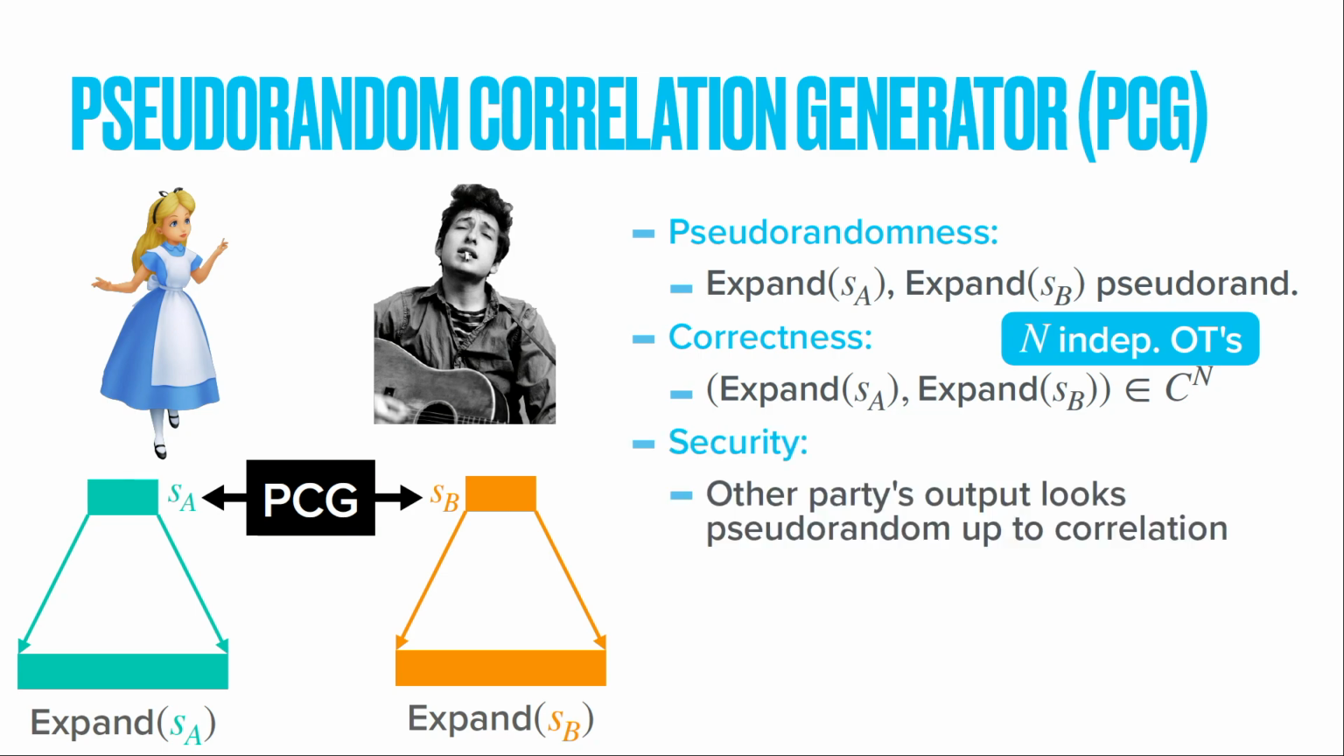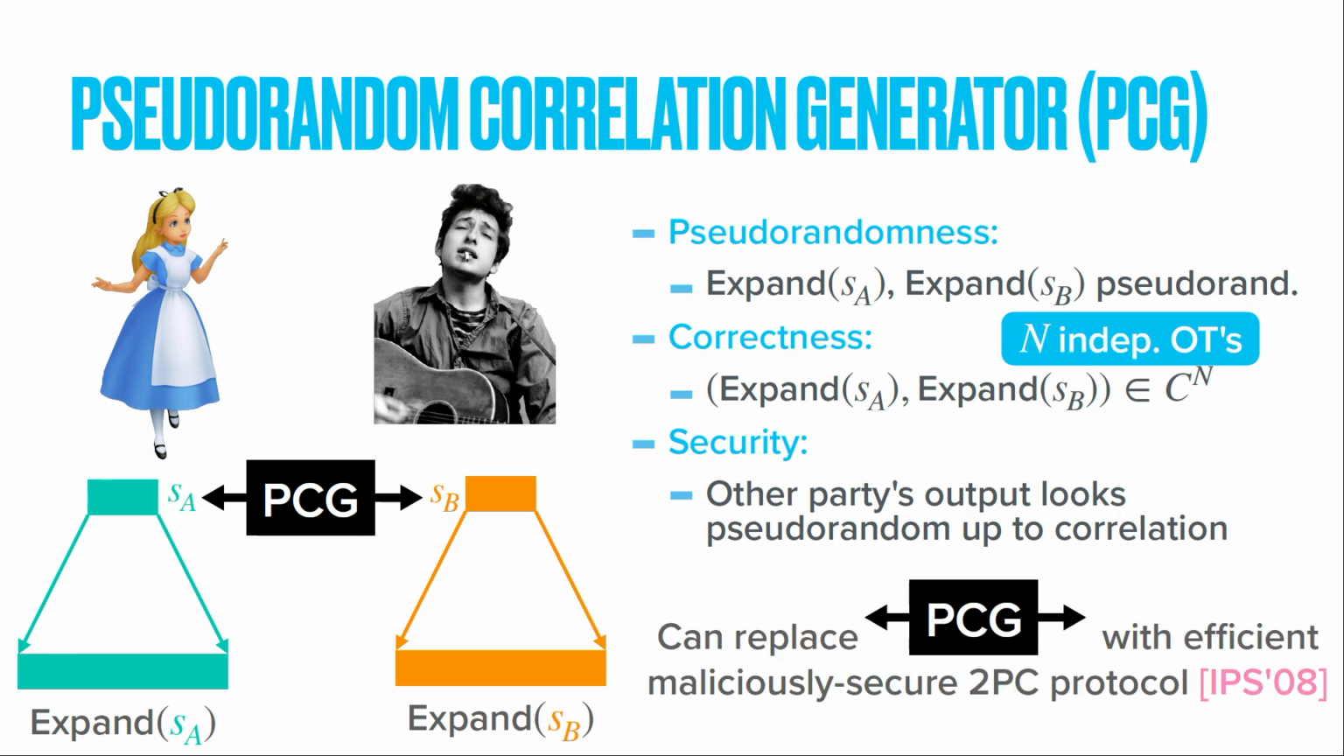And lastly, of course, we need some notion of security, because this is two-party computation, so Alice and Bob don't necessarily trust each other. This is very informal. The precise definition requires a bit more work, but informally, the other party's output should just look pseudorandom, up to the fact that we created a whole bunch of bit OTs, so it better satisfy that correlation. Now I can quickly point out that to go from this result on a construction of a PCG to a maliciously secure 2PC protocol, we just replace the functionality with an appropriately efficient, maliciously secure 2PC protocol from the literature. We use one from Ishai, Prabhakaran, and Sahai from 2008.